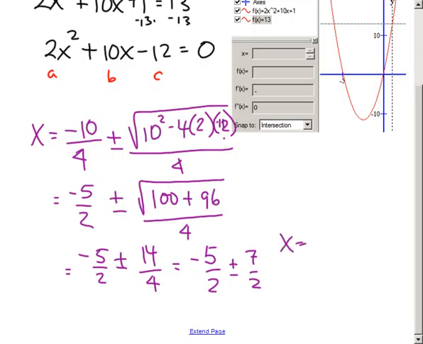My x can be either negative 6, negative 12 halves, or negative 5 halves plus 7 halves, or positive 1. And that confirms what we saw in the original problem and in the graph. Okay, so a quadratic formula solution.